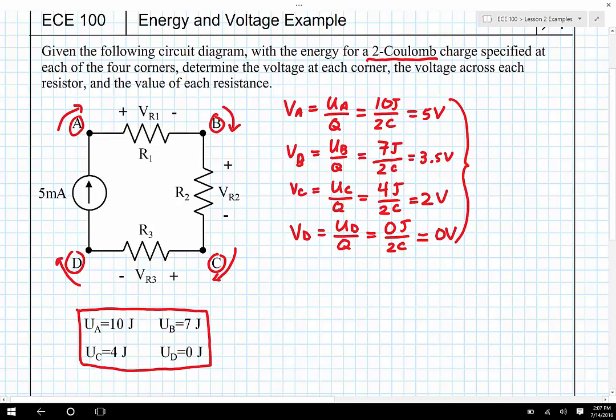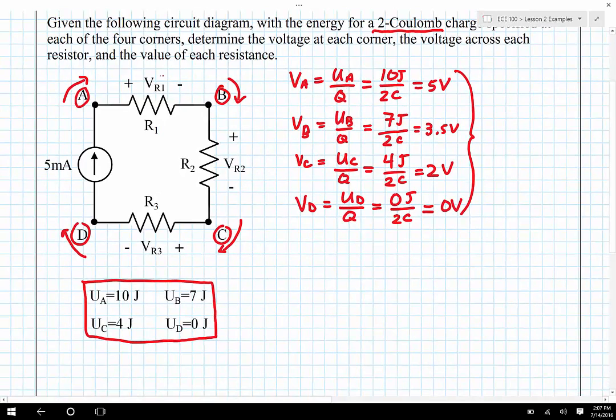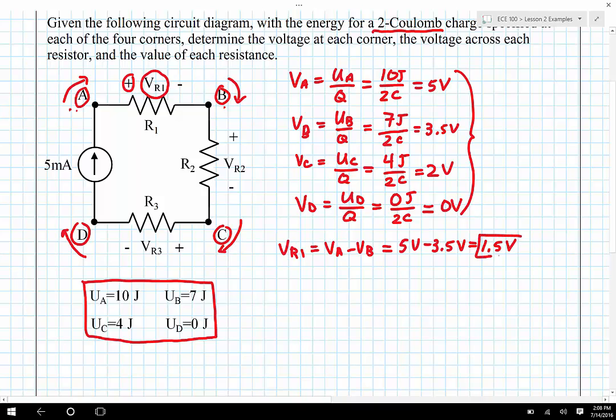No challenges really left. So V sub R1 is the voltage that's across this first resistor. It's between node A and node B. And you'll notice that the positive terminal on the polarity indicator is toward node A. So therefore, V sub R1 is going to be V sub A minus V sub B. V sub A is positive because it's at the positive terminal. V sub B is negative because it's at the negative terminal. And therefore, this is 5 volts minus 3.5 volts, which is 1.5 volts. So that's the voltage difference across the first resistor.